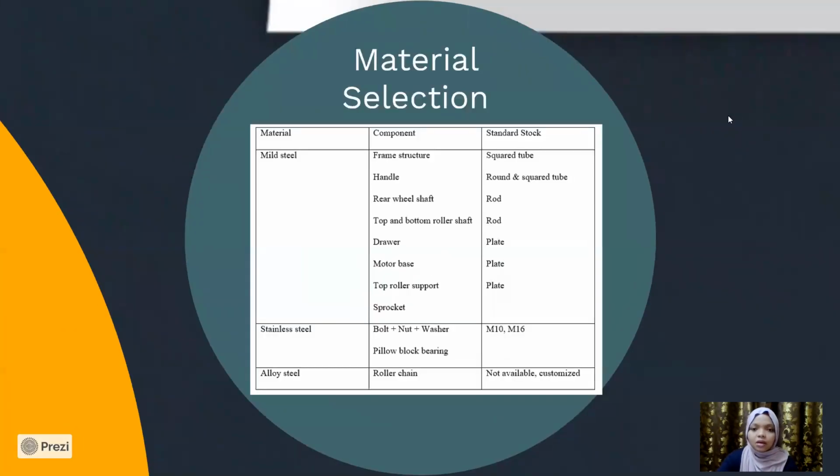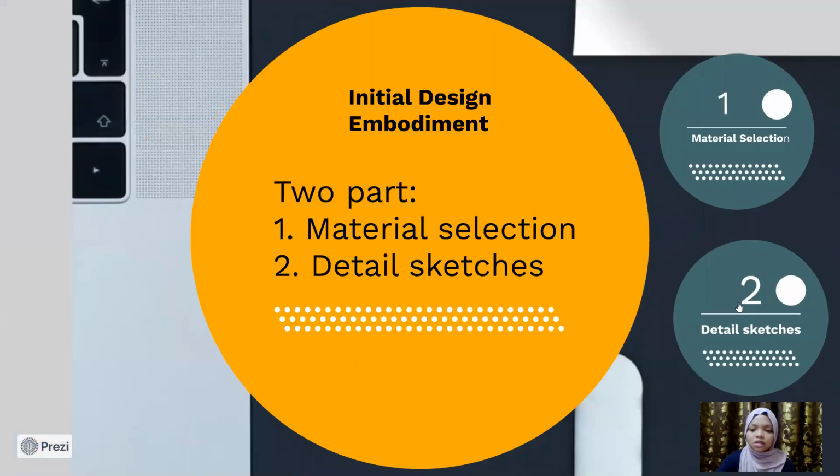For material selection, there are three main materials, which are mild steel, stainless steel, and alloy steel. For mild steel, the components involved are the frame structure, handle, drawer, motor base, pocket, and so on. For stainless steel, there are bolt, nut and washer, and pillow block bearing. For alloy steel, there is a roller chain. So let's move on to the detail sketches.